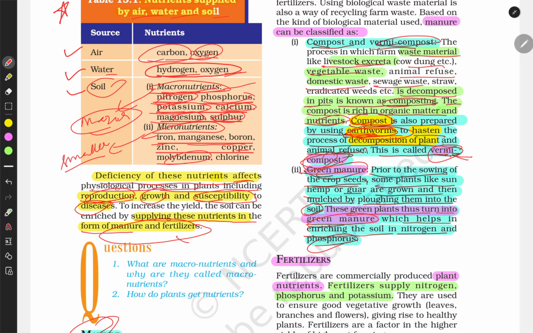Unnecessary weeds are the undesired plants in a field. So before planting any crop, the unnecessary plant growth in a field is mulched, cut down, so that it can also turn into green manure, and it also helps in enriching the soil in nitrogen and phosphorus.